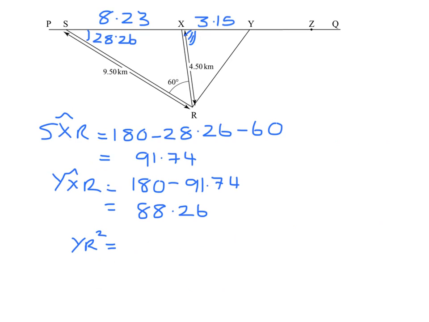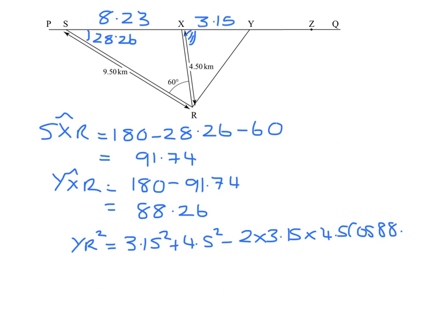Finally, we have to work out YR, and I'm going to use the cosine rule again. So YR squared has to equal 3.15 squared plus 4.5 squared minus 2 times 3.15 times 4.5 cosine of 88.26, which gives us 29.311, and if I take the square root of that, I get that YR is 5.41 kilometres.